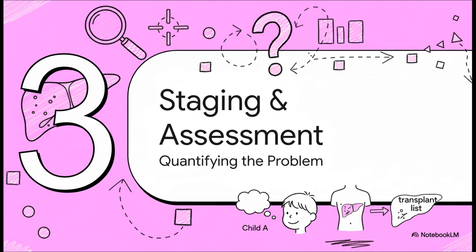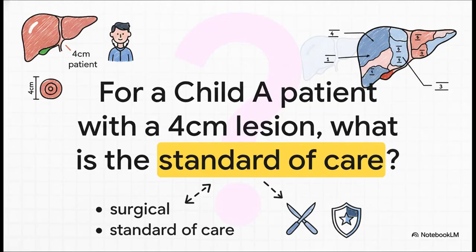Okay, let's get to the definitive plan. Excellent. So, for your Child-Pugh A patient with a single 4-centimeter lesion and an adequate future liver remnant, what is the standard of care, and what are its non-negotiable surgical principles?